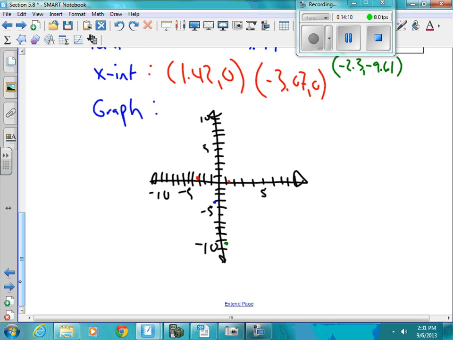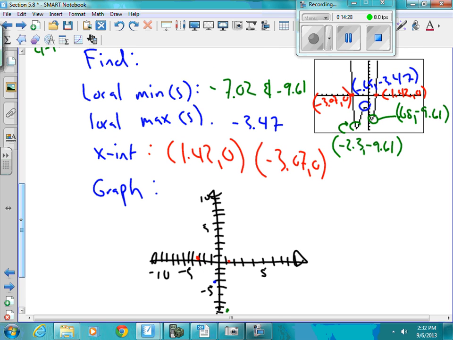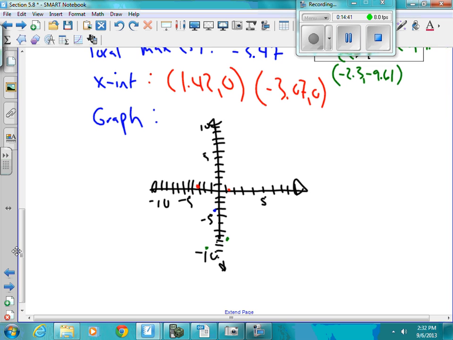Oops. I see a mistake in there. You probably caught it already. This one should be 7.7, I should say. We have to fix that over here. I put negative 9.61 twice. This one should be negative 7.02. That's a drawback of you guys not being here to point that out right away. But I did catch it eventually. So I have those 3 points.